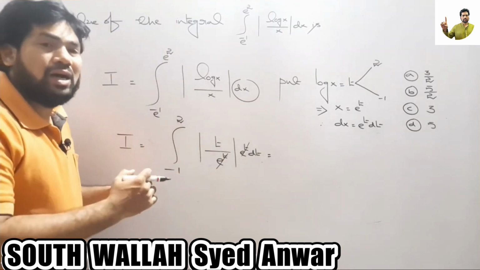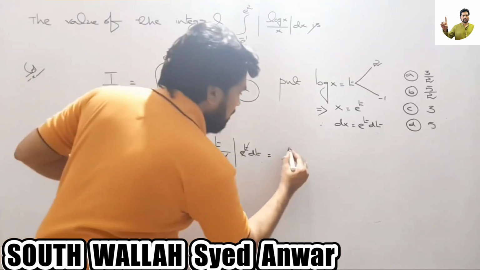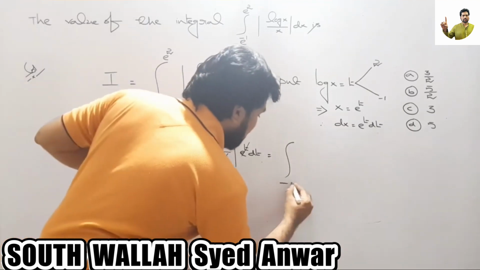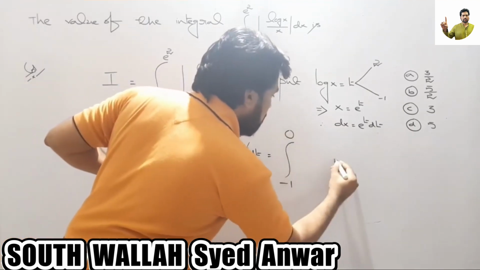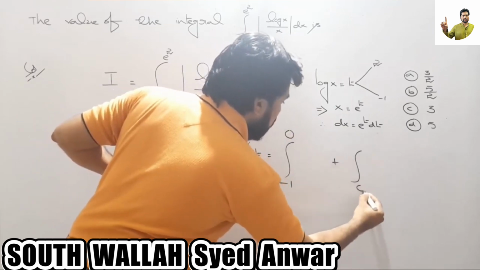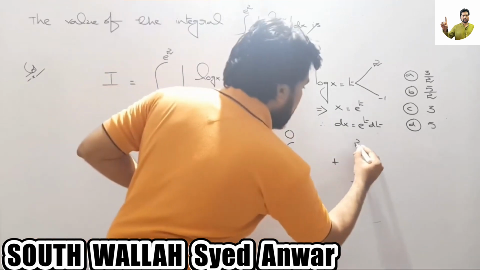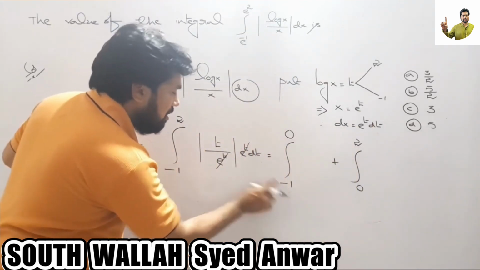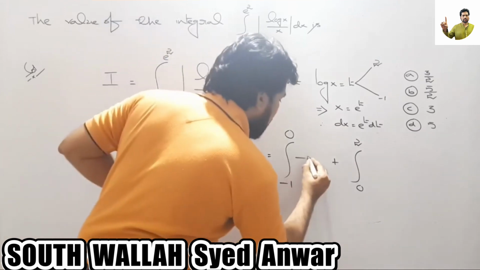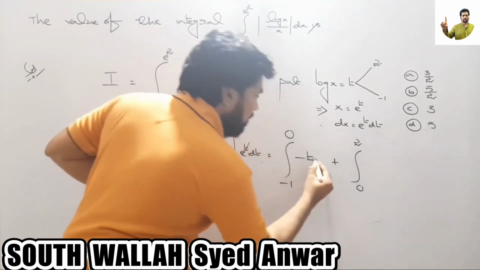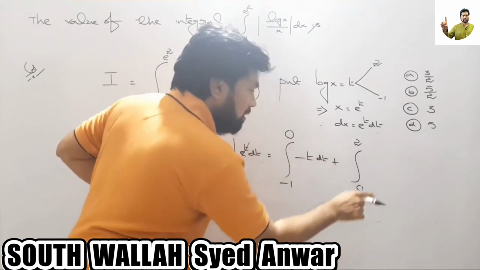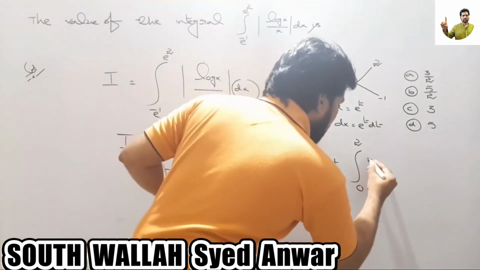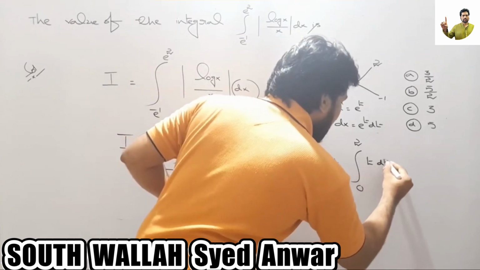Now I am going to break the interval here. So here the interval is minus 1 to 2. I am going to break it like that: minus 1 to 0 plus 0 to 2. So in this interval, modulus of t is going to be minus t multiplied by dt. In this interval 0 to 2, modulus of t will be t itself multiplied by dt.